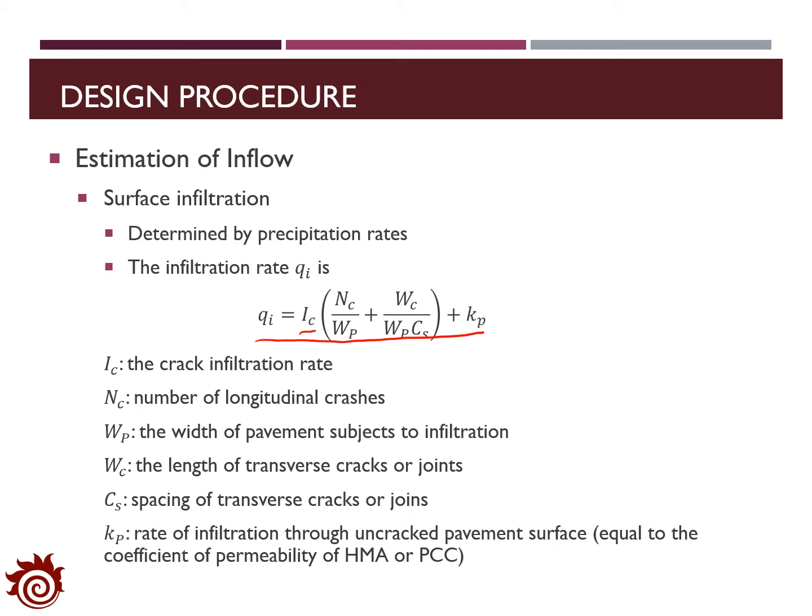Here Ic is the crack infiltration rate. Nc is the number of the longitudinal cracks. Wp is the width of the pavement subject to infiltration. Wc is the length of the transverse cracks or joints. And Cs is the spacing of the transverse cracks or joints. Kp is the rate of the infiltration through uncracked pavement surface. Usually it equals the coefficient of permeability for hot mix asphalt or PCC.